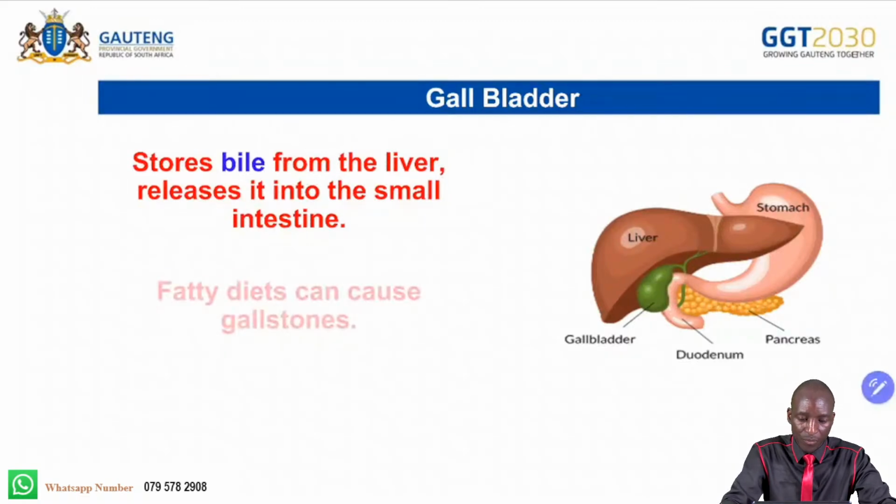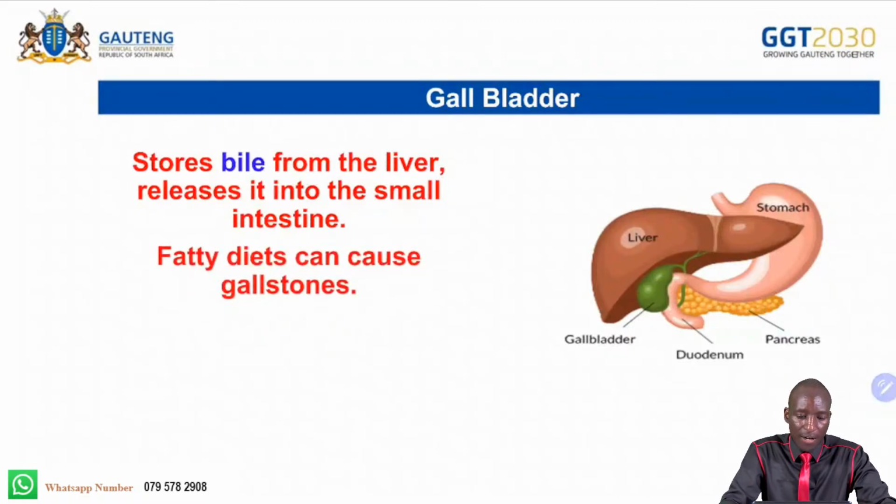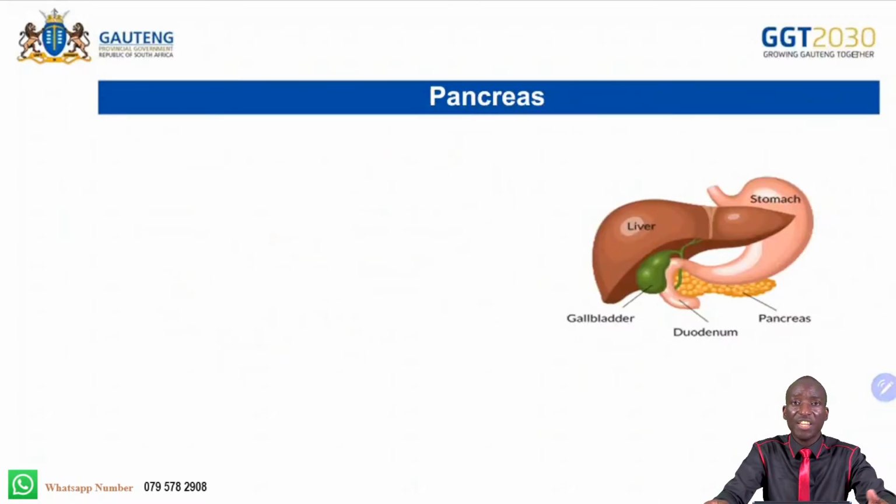Now we talk about the fats. Fat diets, remember, they can cause gallstones. So we need to make sure that our diet is safe from such conditions. Now look at the pancreas. Can you look at the pancreas? There it is, labeled in yellow there. That's the pancreas.